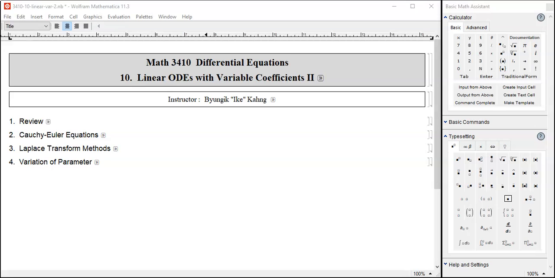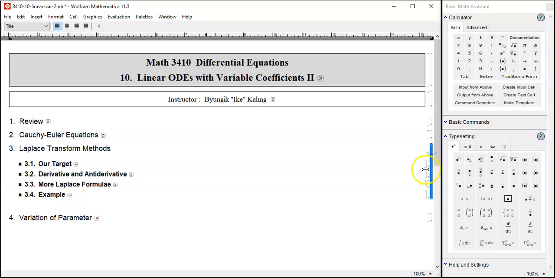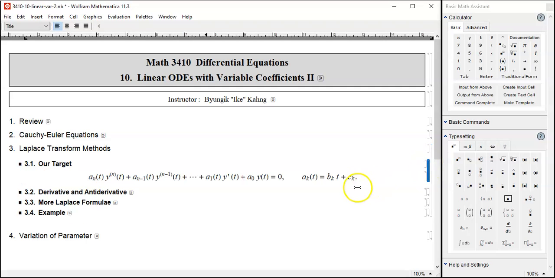Hello students, let's go to section 3, Laplace transform methods. In this section, we are going to focus upon this kind of equations. Homogeneous linear ODEs with variable coefficients, where the coefficient functions are linear polynomials of t, bt plus c form.